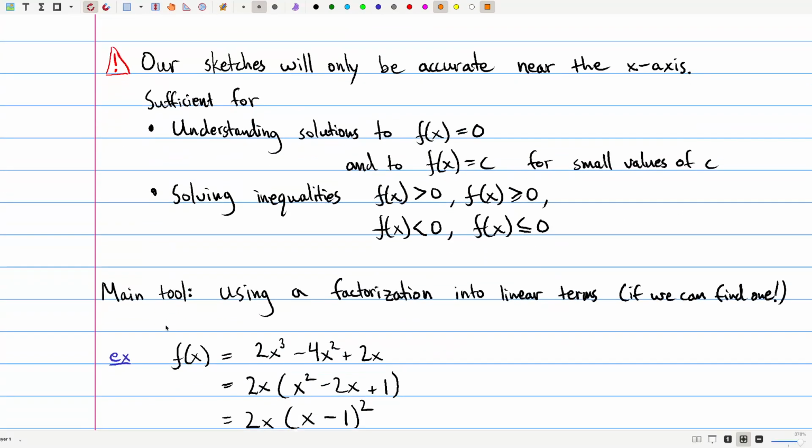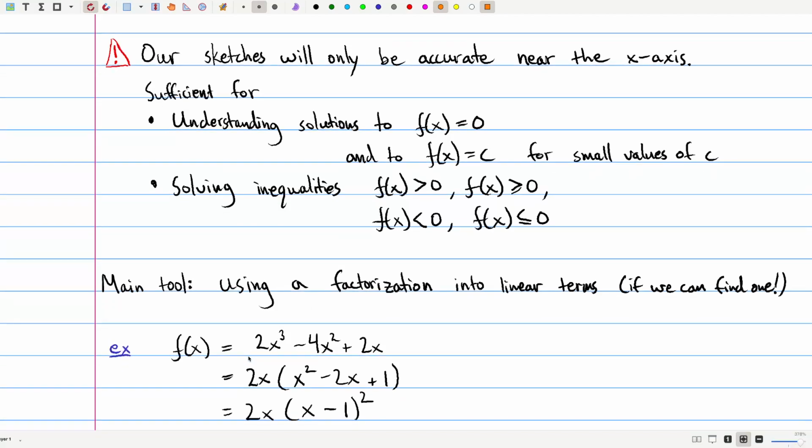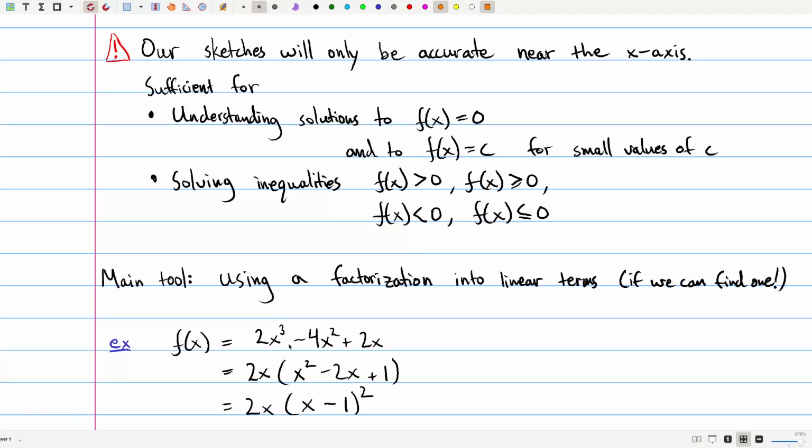And so our main tool for all of this will be using factorizations of our polynomial functions into linear terms, if we're able to find one. So not every polynomial has a factorization into linear terms, but if we're able to do it, then the techniques from this video will apply. So with our running example, we can factorize it by pulling out a 2x, leaving x squared minus 2x plus 1, and then maybe we recognize that as x minus 1 squared. Talking about actually how to find a factorization is outside the scope of this particular video.